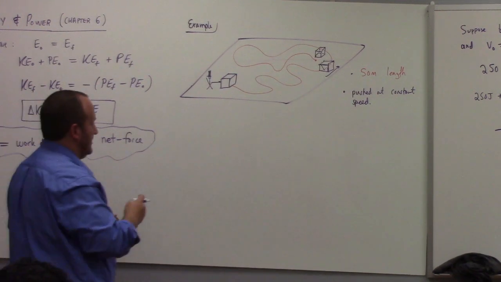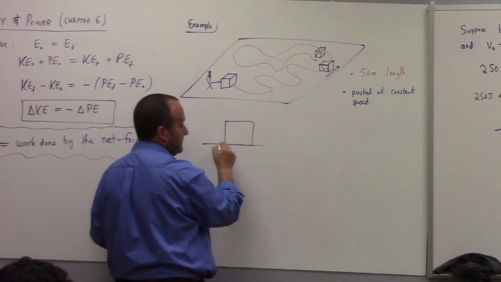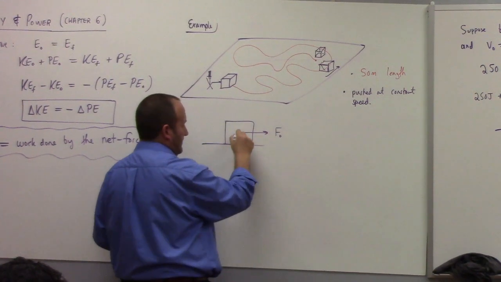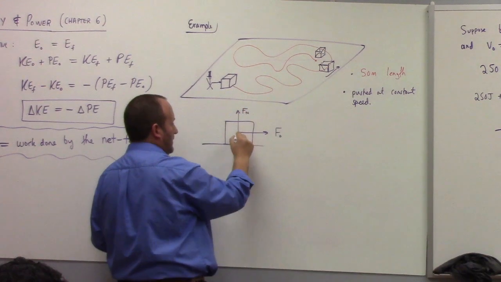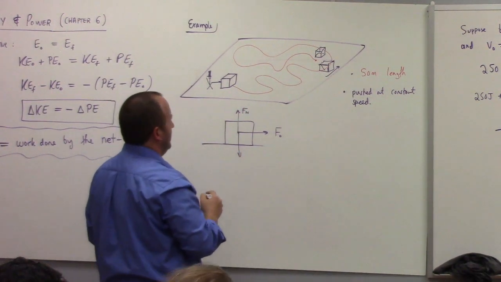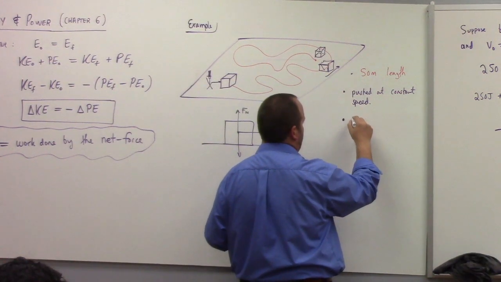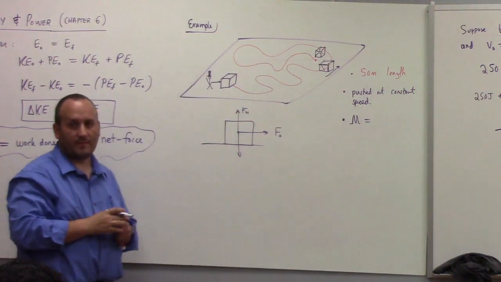So let's analyze this here. So here's a picture of the box at any point. We've got Mr. Top Hat's pushing force, F naught, like that, right? And we've got the normal force, like so. We've got the force of gravity, which I actually do need to tell you the mass of the box here, don't I? Mass of the box is what? What do you guys want?